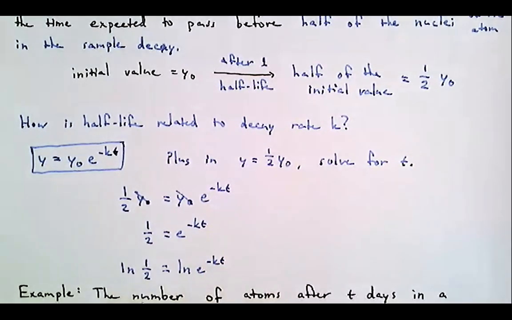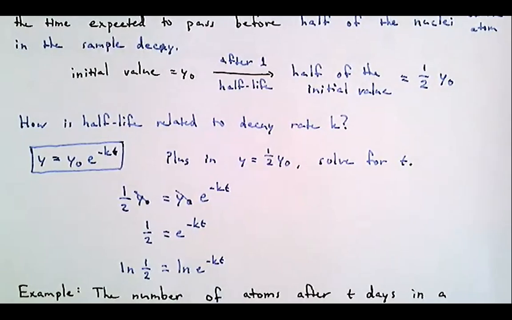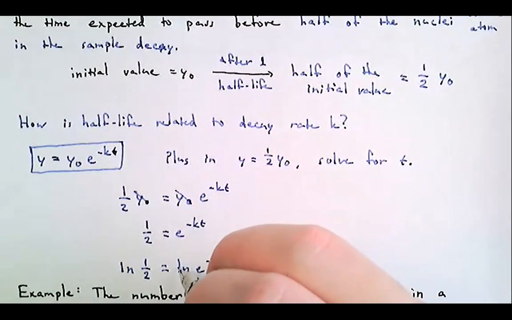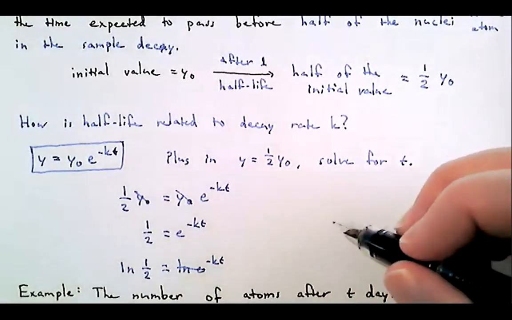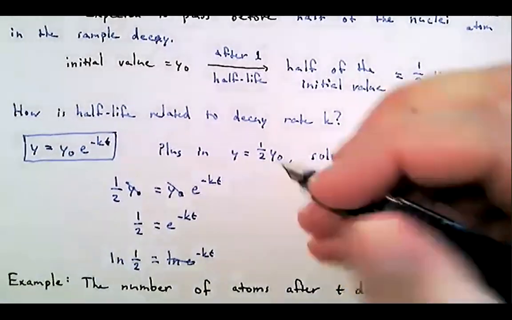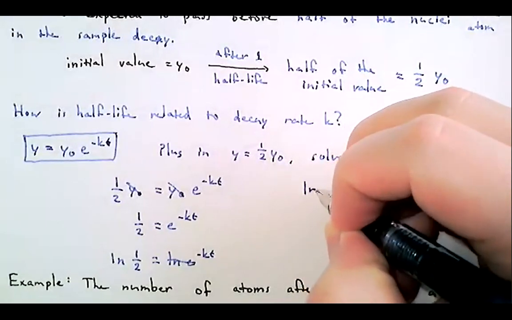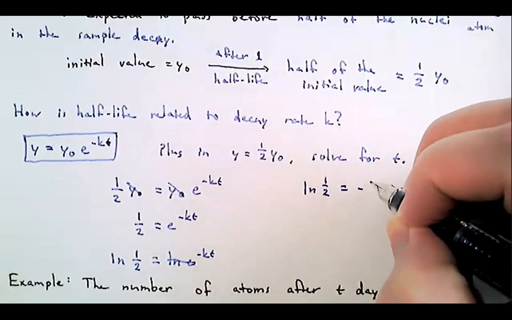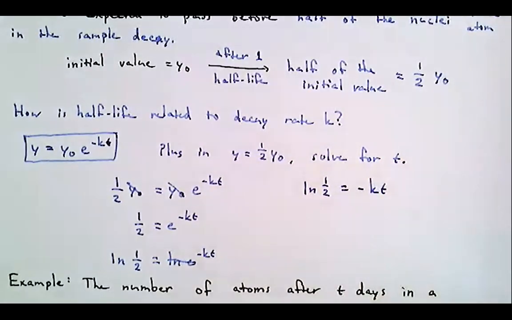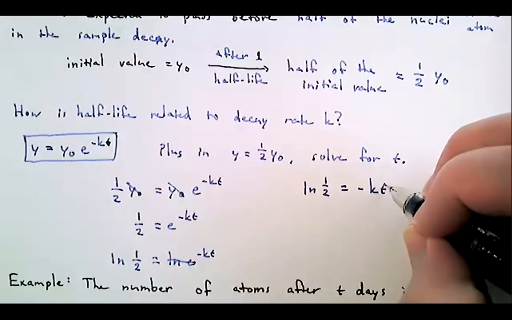Because remember, the natural logarithm is the inverse of the exponential function. So it cancels, essentially. Let's come back over here. So the natural log of 1/2 is equal to minus kt. So we've gotten rid of our exponential function. There's only a little bit of work left to do.